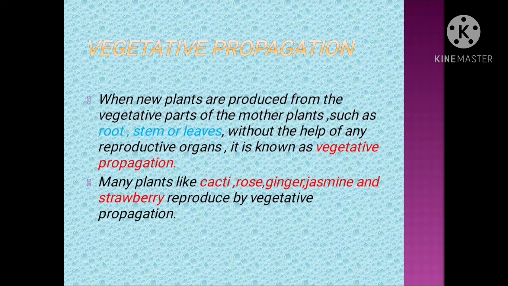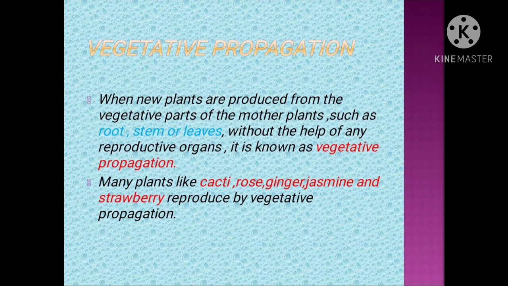Reproduction from the vegetative parts without the help of any reproductive organ is called vegetative propagation. The parts of a plant like stems, roots and leaves, which are generally not meant for reproduction, are called vegetative parts. Sometimes the vegetative parts of some plants give rise to a new plant. This mode of reproduction is called vegetative propagation. This may take place naturally or can be done artificially.